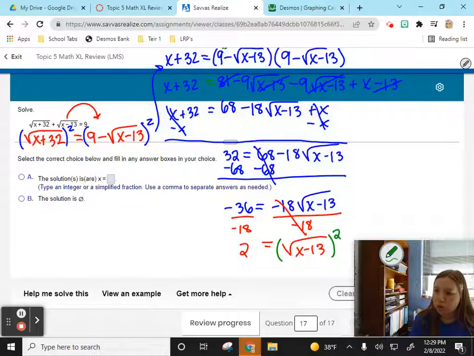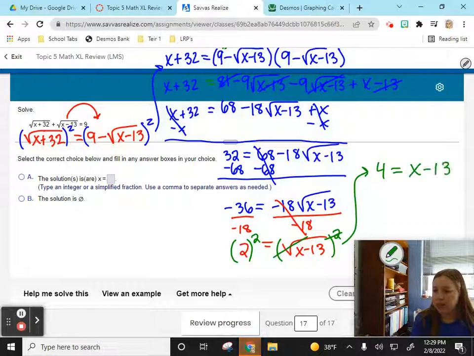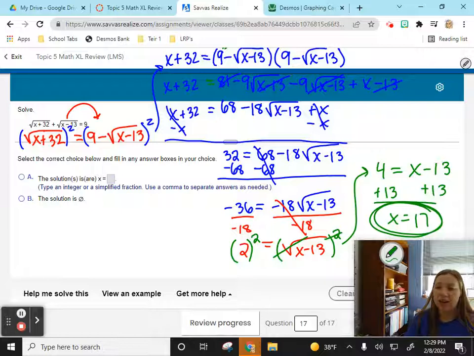I'm going to square both sides to get rid of my radical. What I'm going to be left with: 2 squared is 4. I'm left with x minus 13. And then I'm going to add 13 to both sides. X equals 17. And that's my final answer.